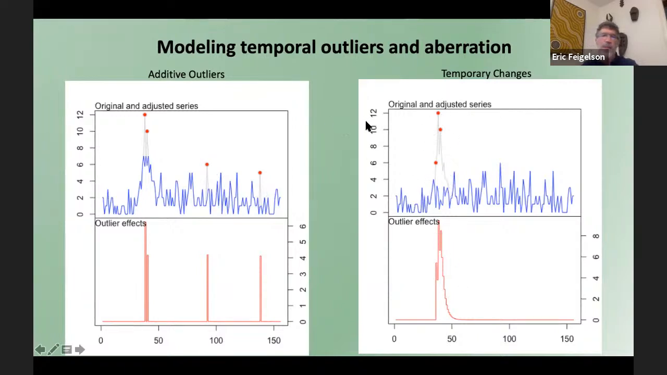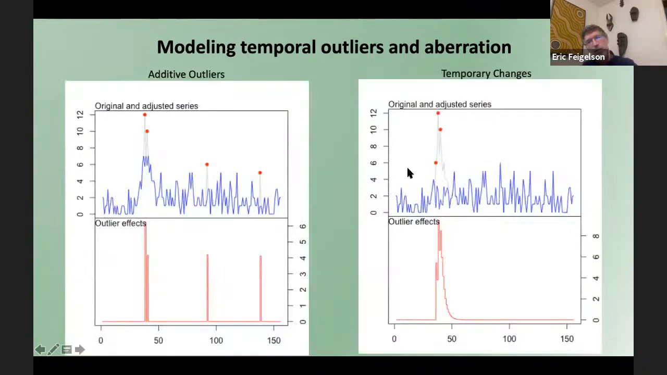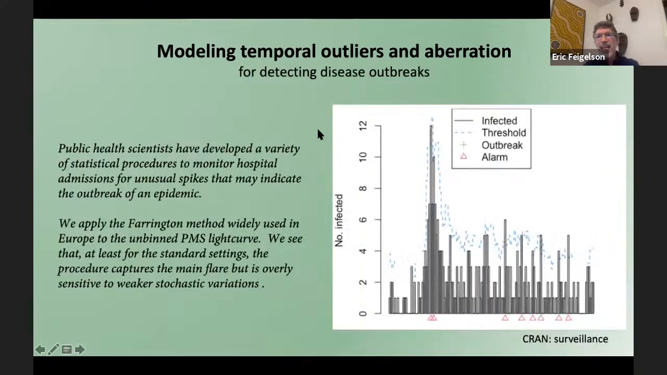I haven't studied this method, but just want to say that maybe this Chen and Liu method might be useful to X-ray astronomers. I'm not sure. Sort of interesting. And then here's one from epidemiology, and I won't go into it, but it did a pretty bad job detecting outbreaks of diseases. So it could be applied to X-ray data too.